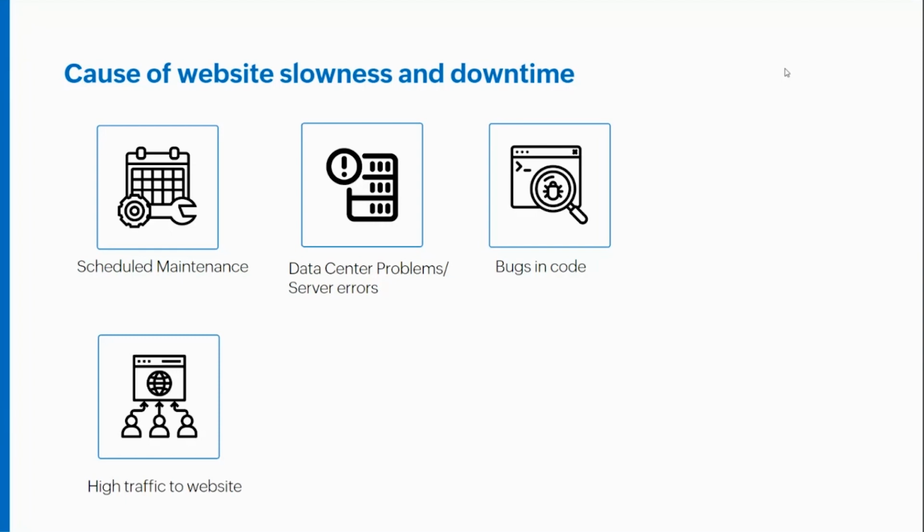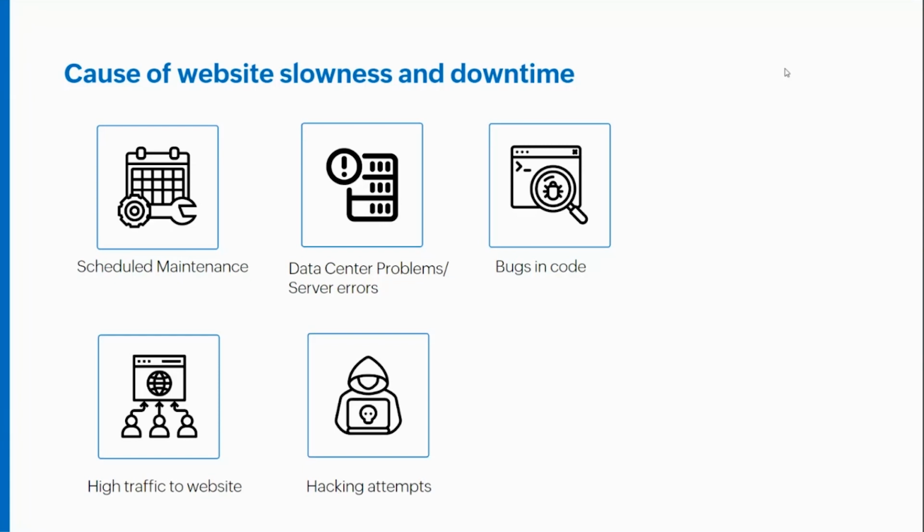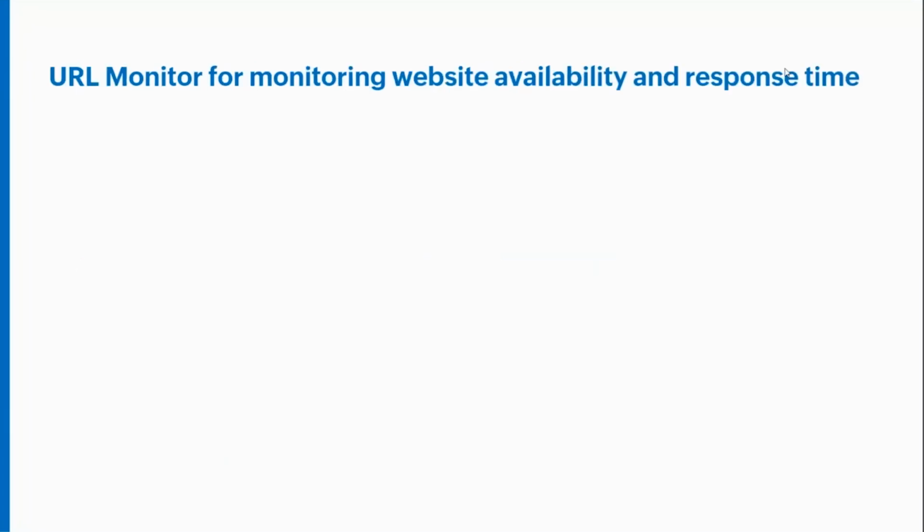We have high traffic to websites. Sometimes during festivals or holidays, there may be high traffic to your websites, which may cause them to crash. And sometimes hackers may attempt to hack your website, which may cause it to slow down or even crash. Which is why you need to have Applications Manager to prevent all these problems. With the Applications Manager URL Monitor, you can monitor the website's availability and response time. You can ensure 24/7 website availability with it.